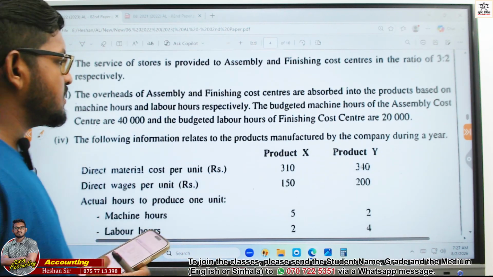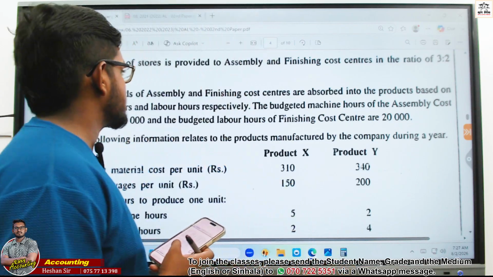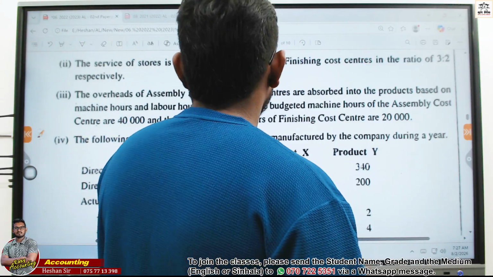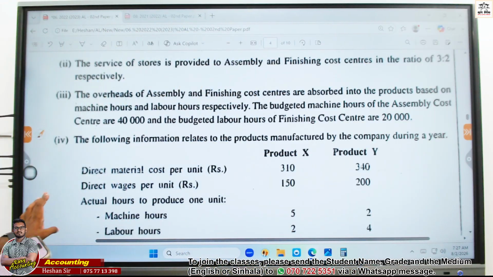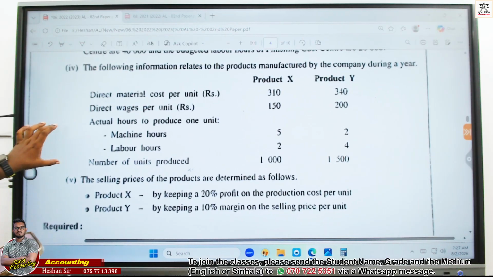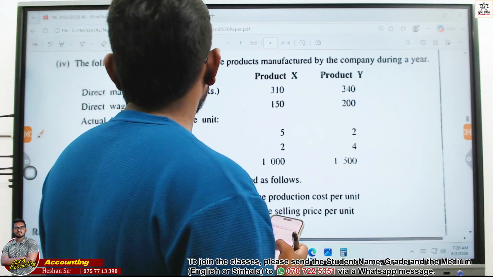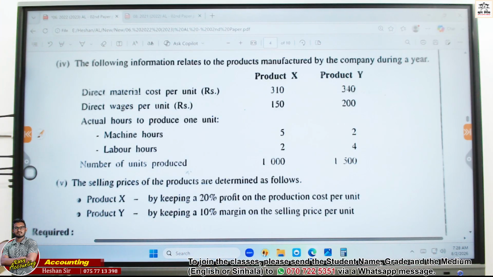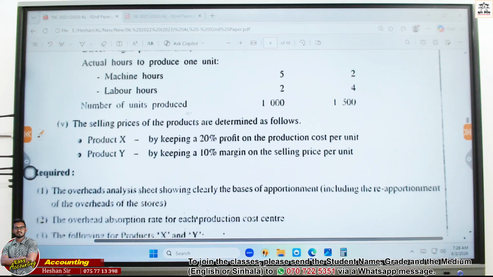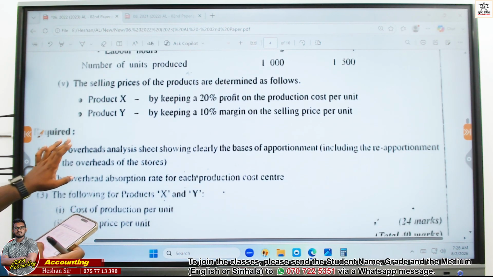The overheads of assembly and finishing cost centers are absorbed into the production based on machine hours and labor hours respectively. The budgeted machine hours of the assembly cost center are 40,000 and the budgeted labor hours of the finishing cost center are 20,000. The following information is related to the products manufactured by the company during the year: direct material, direct wages, actual hours to produce one unit, number of units produced, right? The selling prices of the products are determined as follows: product X by keeping 20% profit on production cost per unit, product Y by keeping 10% margin on the selling price per unit, right?